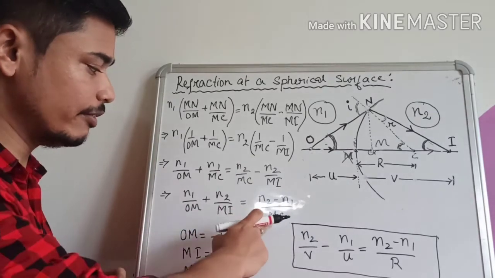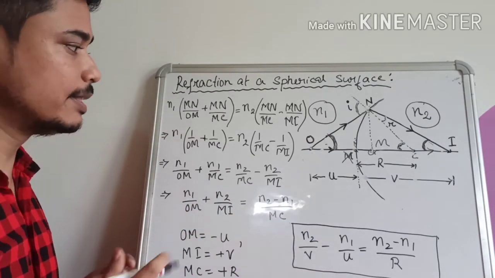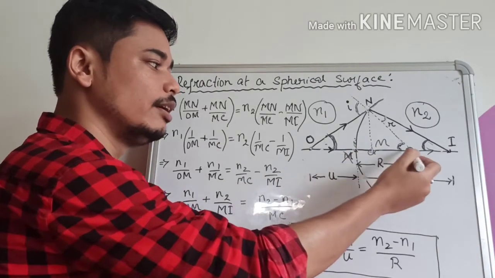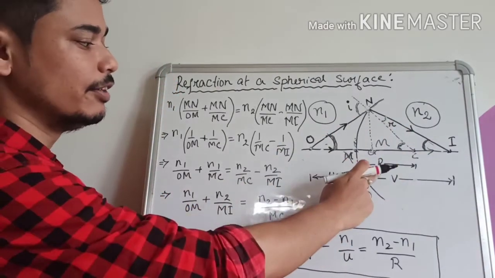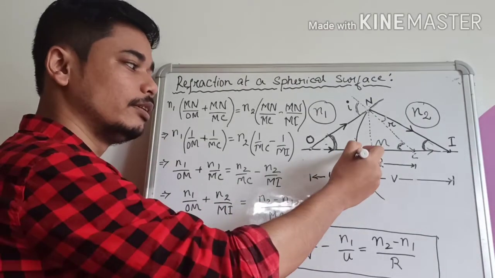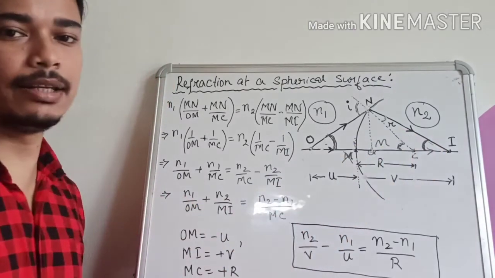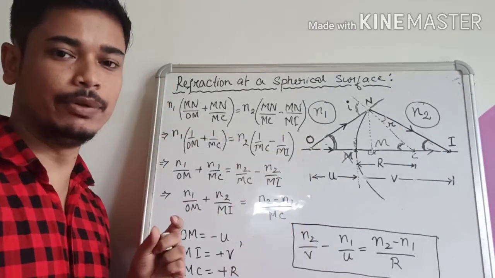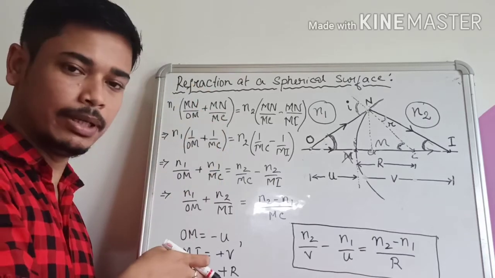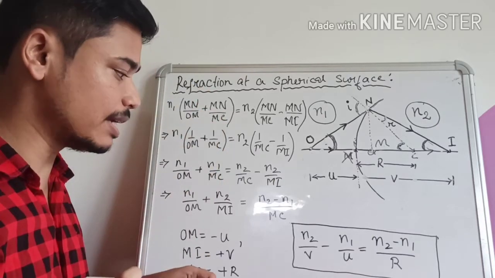What is MC? We have MC here. MC is this distance from M to C, or we can consider from here to C. That is the radius of curvature, capital R. Okay, and if we measure the distance from this point to this point, then we are measuring along the forward direction in which the incident ray is moving, right? So for that case, MC will be positive. So we have MC is equal to plus R.